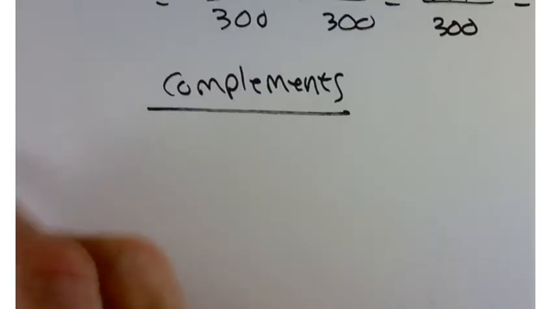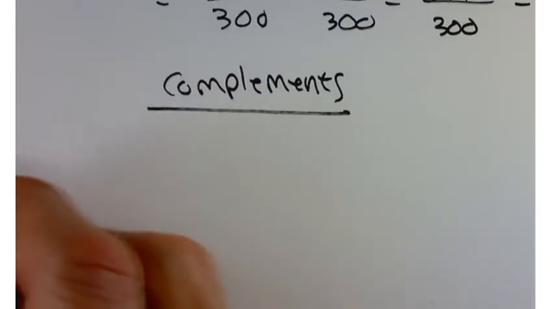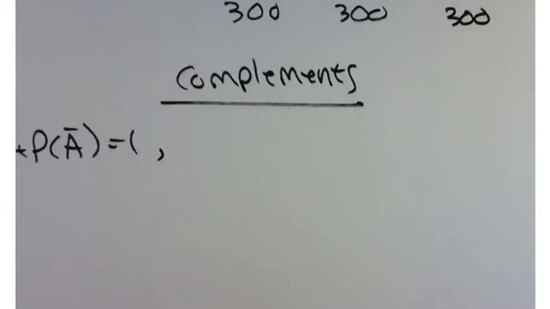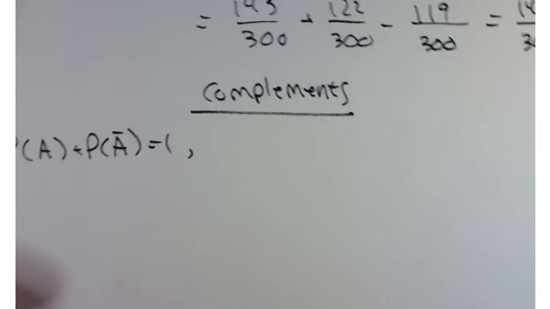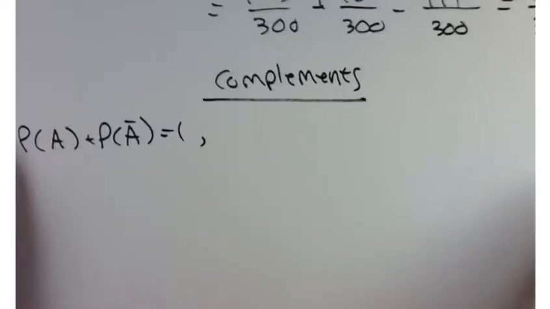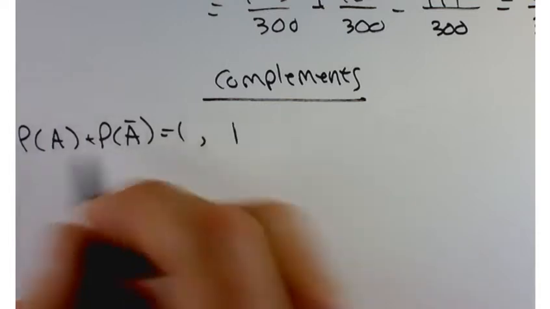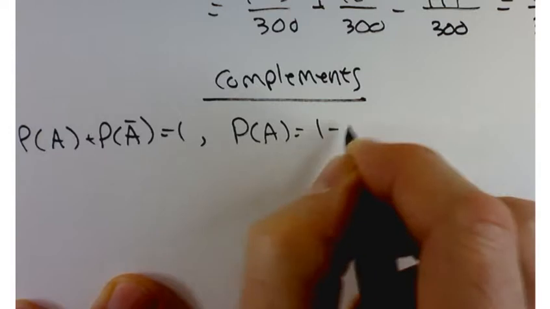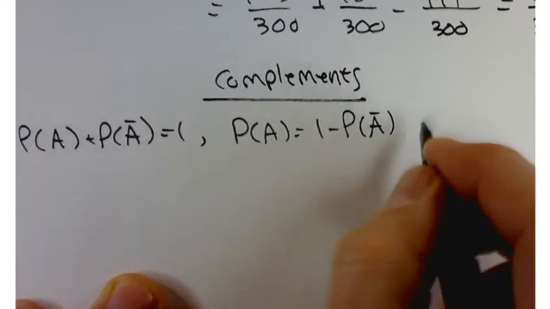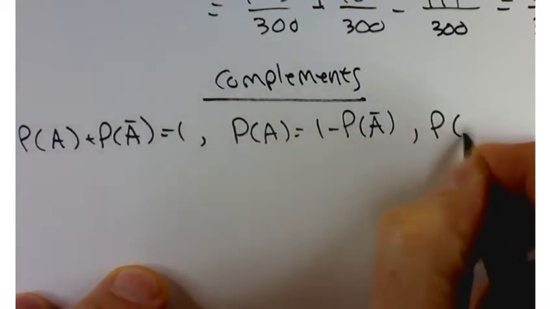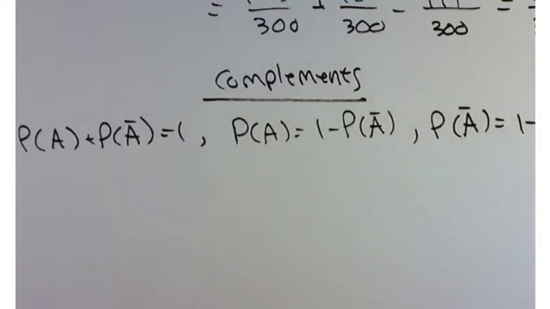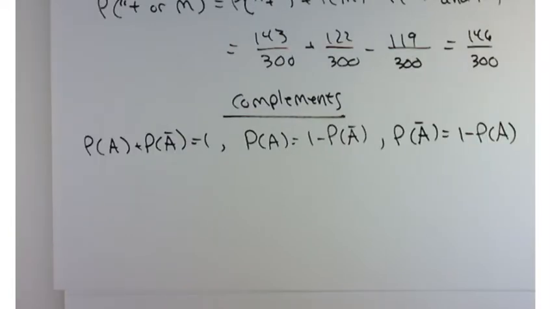So let's keep track of a few things. Probability of A plus probability of not A equals 1. We're going to take advantage of this in a later section. I can move this to the other side: probability of A equals 1 minus probability of not A, or vice versa, probability of not A is 1 minus probability of A. This is a nice example we'll do talking about birthdays in a little bit.